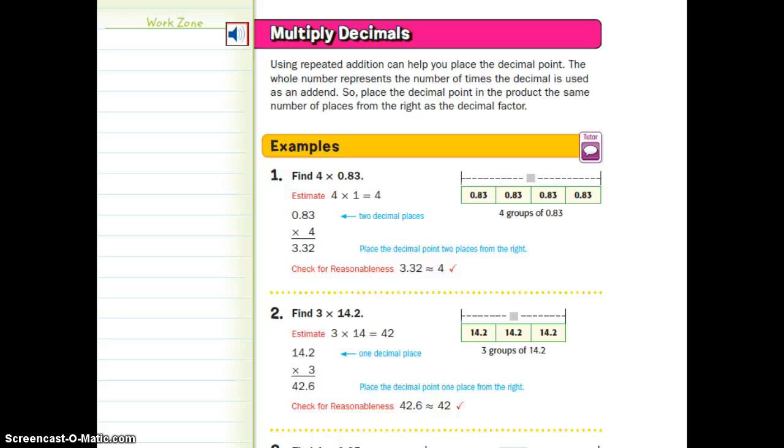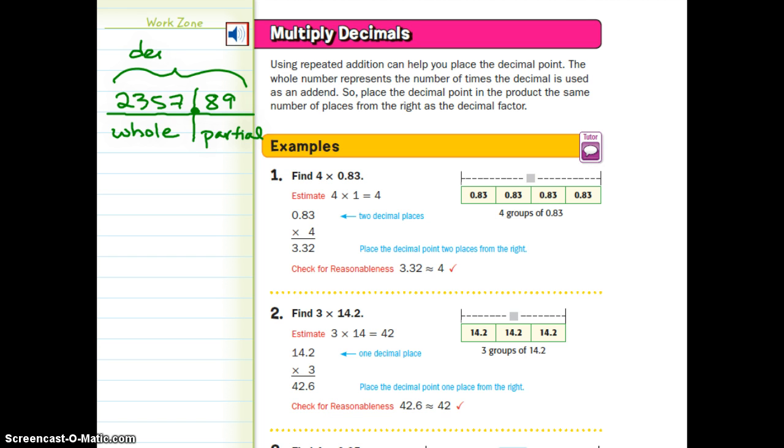One thing I want to talk about real quick, because it's very important with our estimate. Let's say we have the number 2357.89. We know that this is the whole component of your number, and this is the partial component. And that this entire number is a decimal. Some of you keep thinking that the decimal is just the 0.89. It's not. It's the whole number.